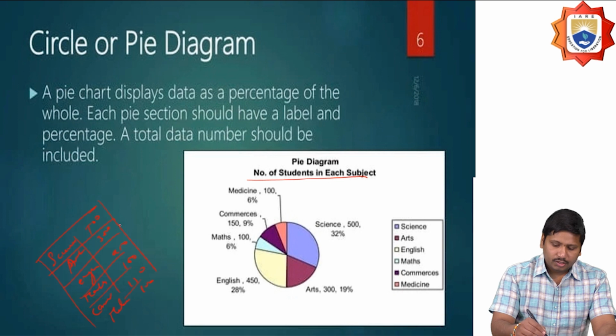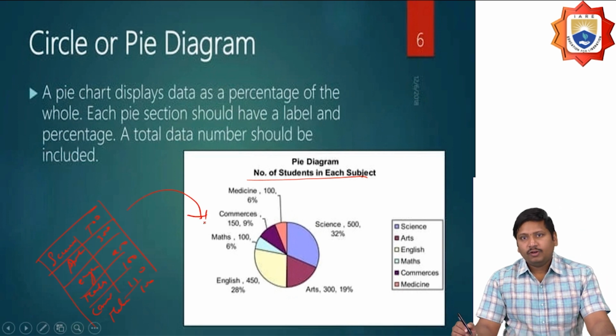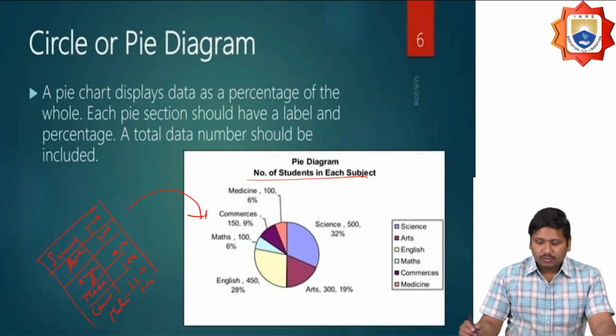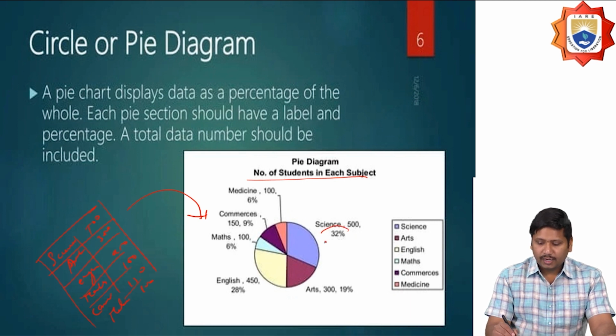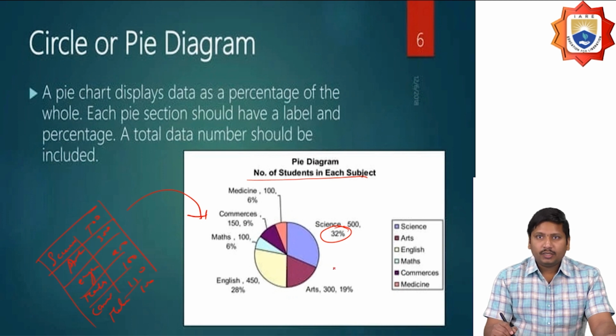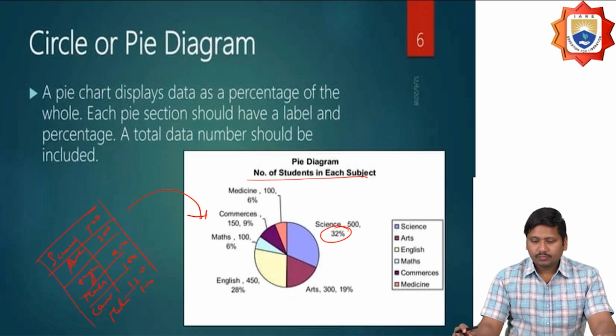So once the table is there, then I have to convert it into the form of a pie diagram. By making a circle and making use of the protractor, find out the angle and how much percentage, and we can obtain the pie diagram. Normally this pie diagram should have a label and then a percentage.